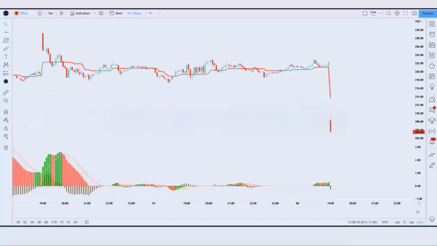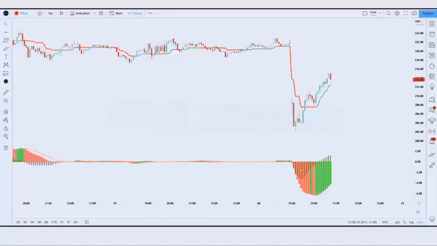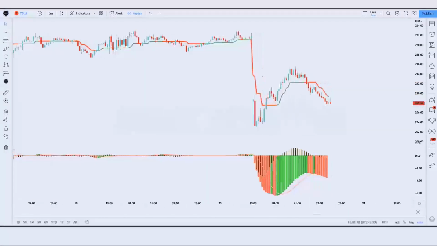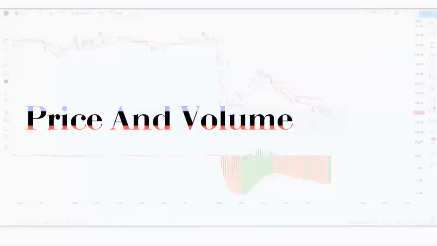This stands for trend average price. It is very powerful for traders as it takes into account both price and volume.